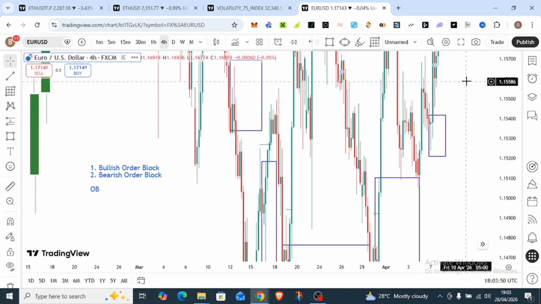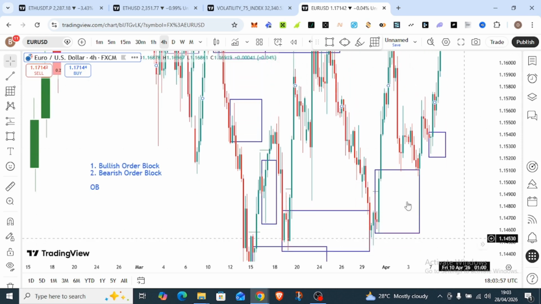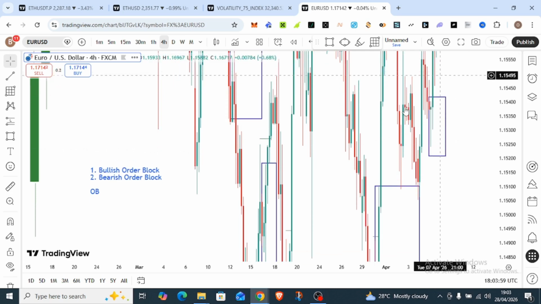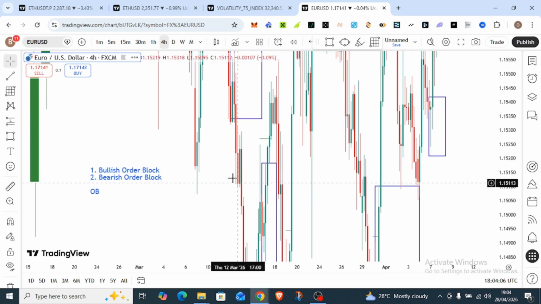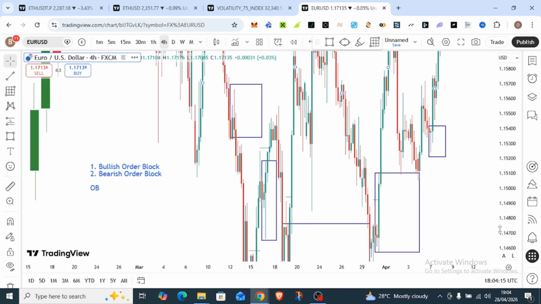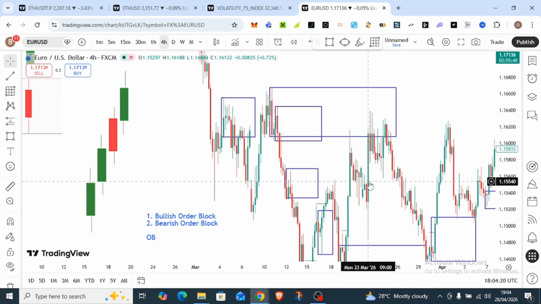Let's zoom out and see if this is an order block. This is not an order block. This one is not an order block. The reason is because the low of this is an inside candle. This is an inside candle. If this candle had taken out this low, I would have marked this as an order block. So this is for the real scenario.